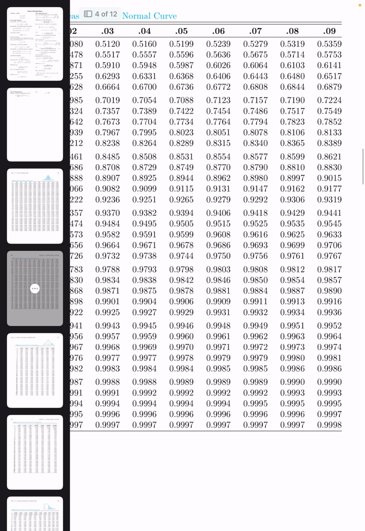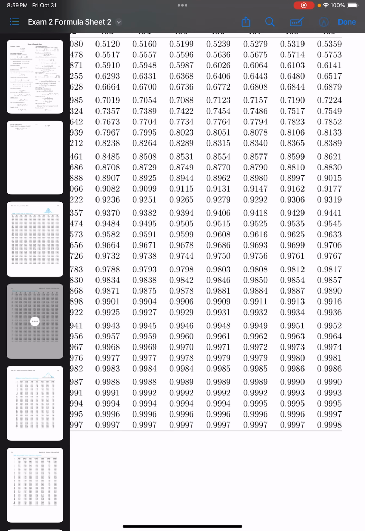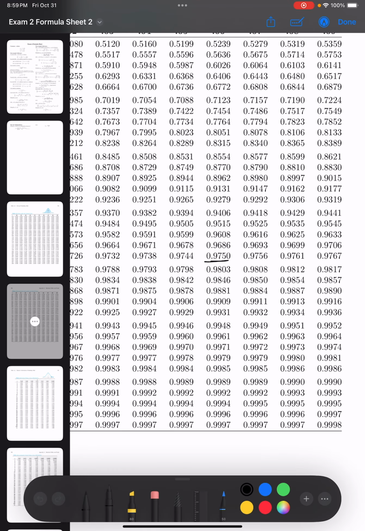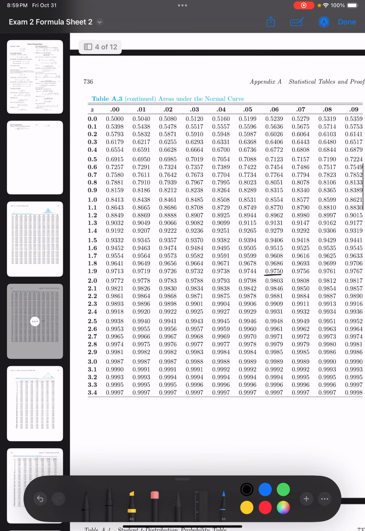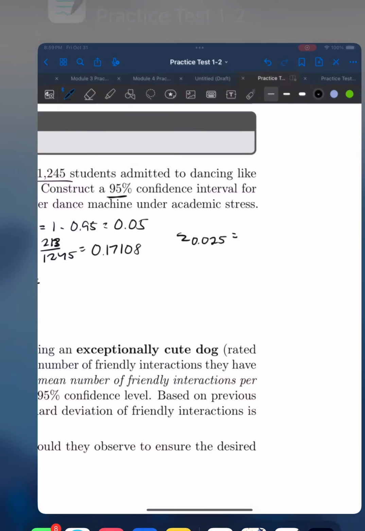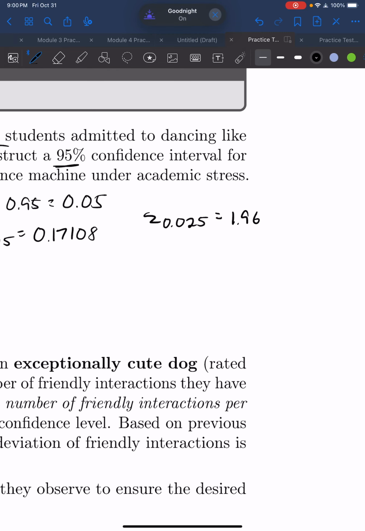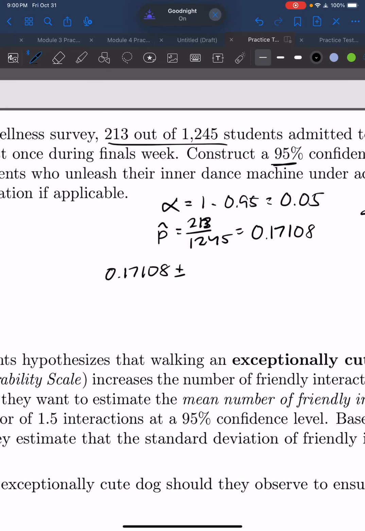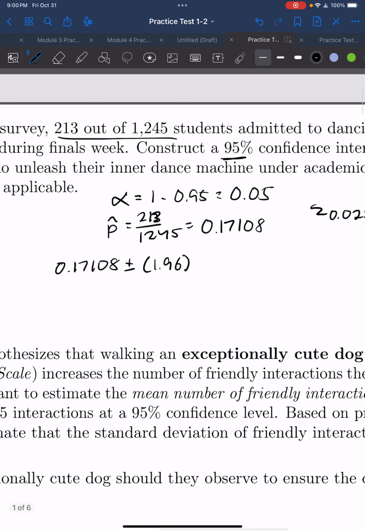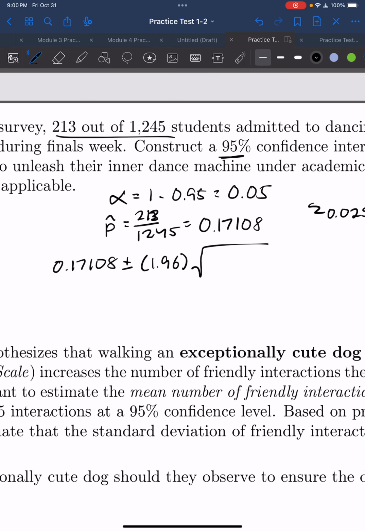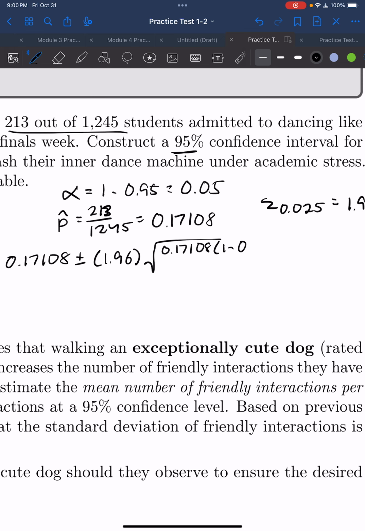And we'll see that it is over here. So that gives us our z value of 1.96. And then we can just plug that in over here, times our p-value, and then 1 minus our p-value.